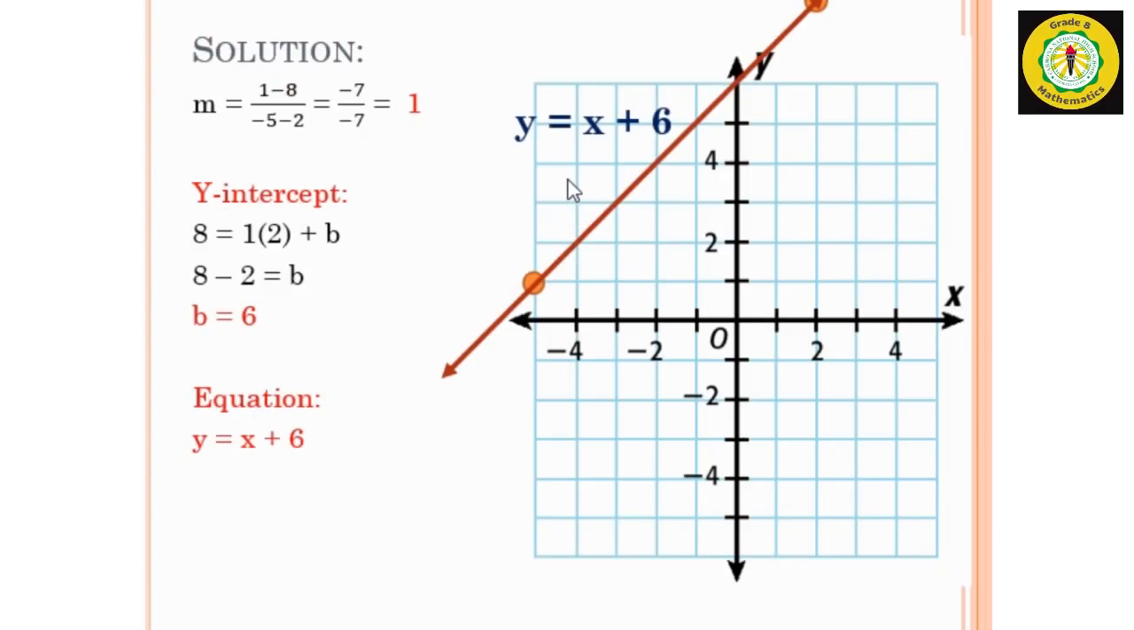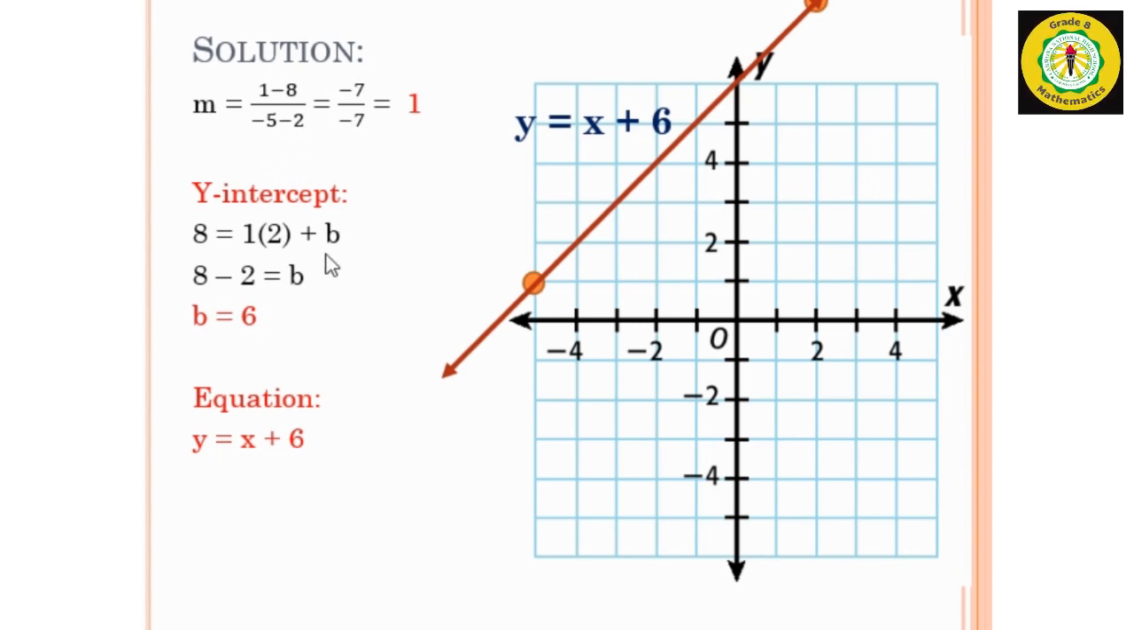For our solution, again, Garcia's family is located at point 2 and 8, and Fernando's family is at -5 and 1. So for us to get the slope, we need to use the slope formula, which is y sub 2 minus y sub 1 over x sub 2 minus x sub 1. Then we need to simplify. 1 minus 8 over -5 minus 2. So -7 divided by -7 is 1.